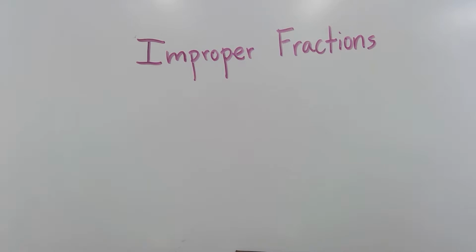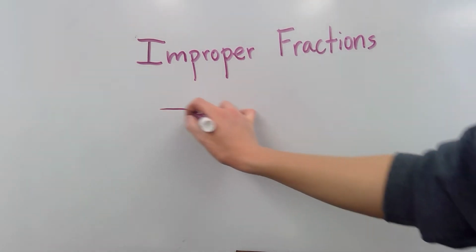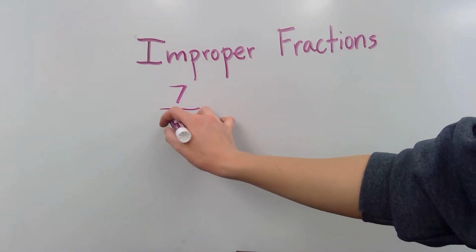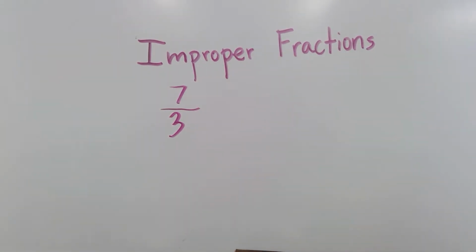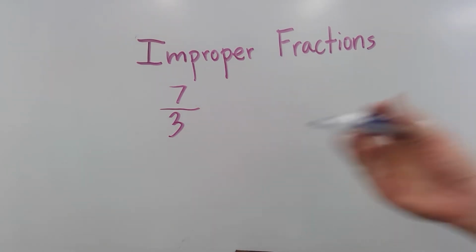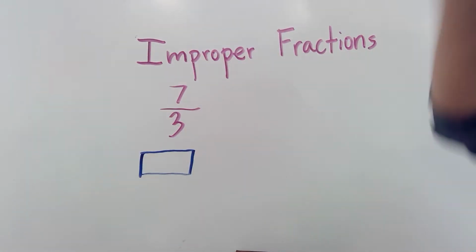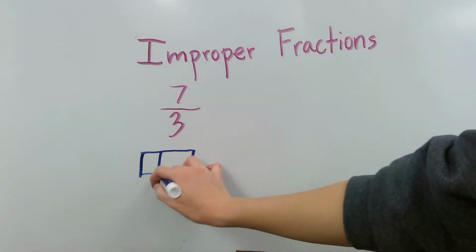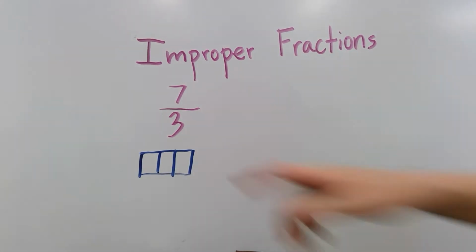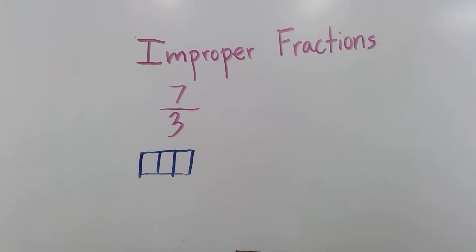We also have improper fractions. An improper fraction is when I have a numerator that is greater than the denominator. So the same rules still apply. My denominator tells me how many pieces it would take to make one whole, or how many the whole is split into. So this whole would be split into 3. And my numerator still tells me how many I have.